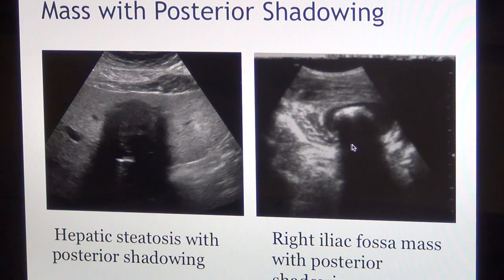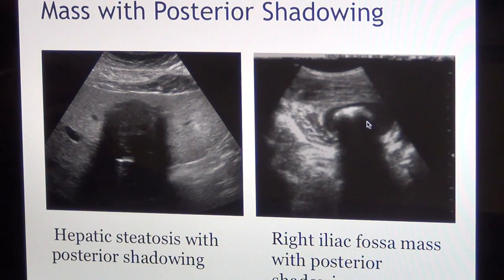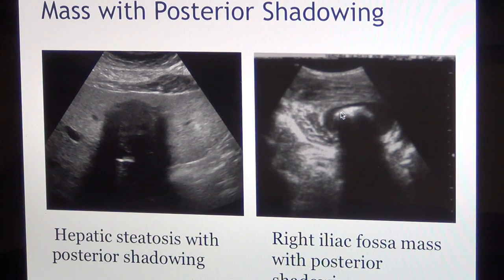Now look at here. Here there is a posterior shadow too. They said right iliac fossa mass with posterior shadow. Okay, in the right iliac fossa there is a mass and it has a posterior shadow. It also looks like sometimes the gallbladder might have a stone, a highly attenuating stone, that gives a very dark shadow. Look at that shadow. Can we see anything behind the shadow? Not possible, because the concentration of darkness is too heavy. That's why we cannot see anything behind it.